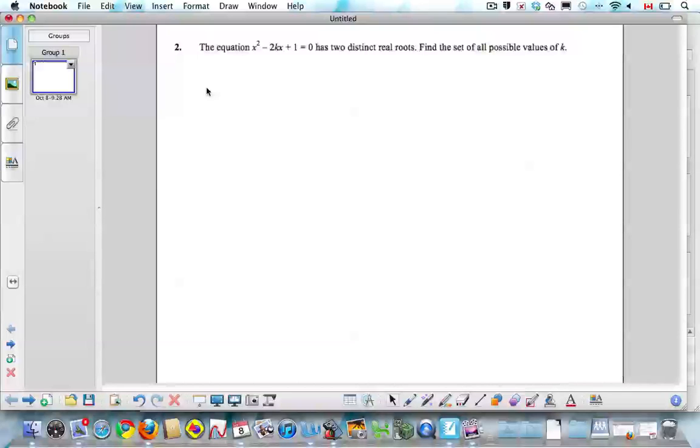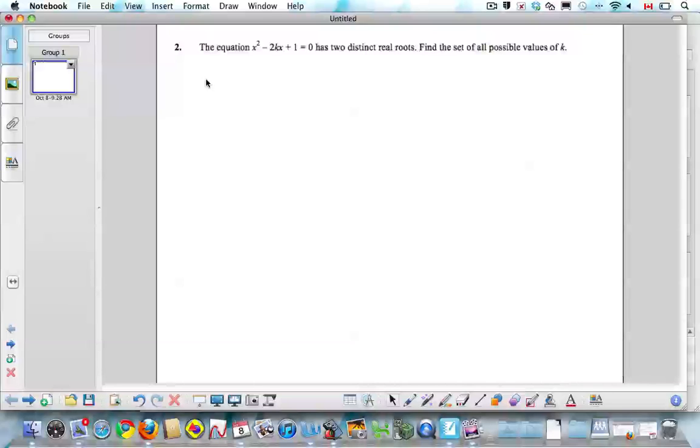Props here, and we're going to take a look at number 2 on the quadratics test that we had last. This is one that people seem to have a hard time with. So the equation is x squared minus 2kx plus 1 equals 0 has 2 distinct roots. Find all values of k. That's the key, 2 distinct roots. It's not asking for the roots, it just wants to know what values will make them have 2 distinct roots.